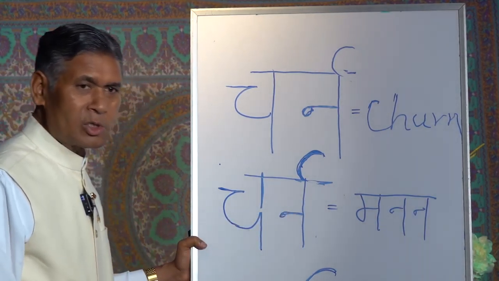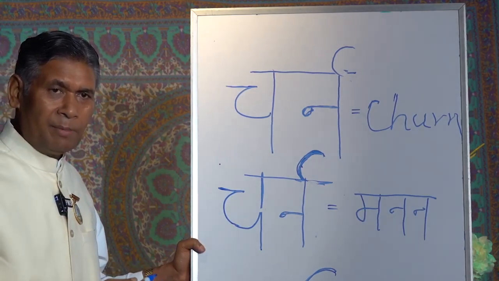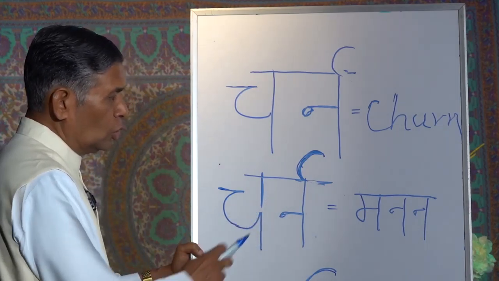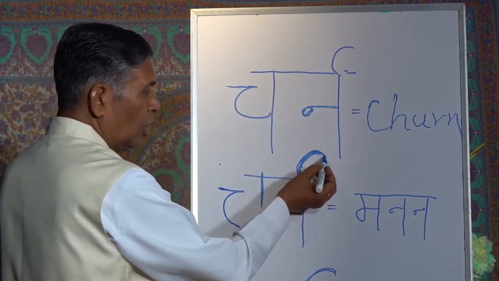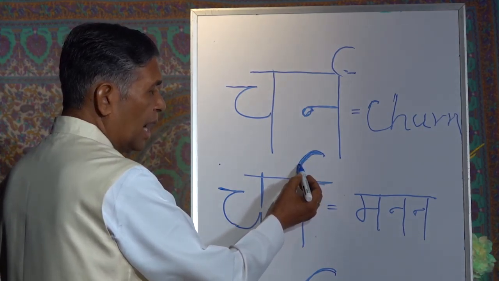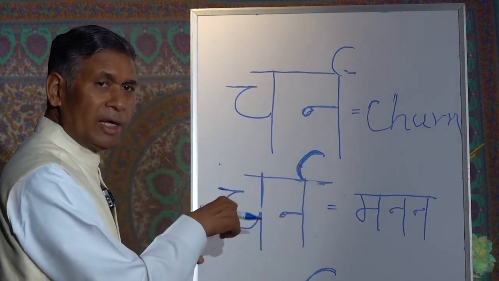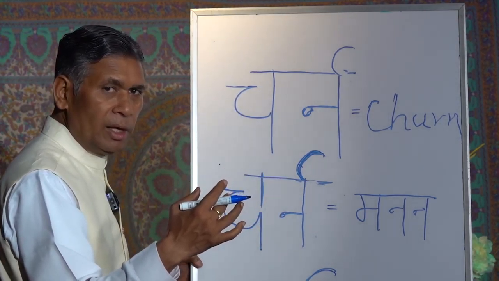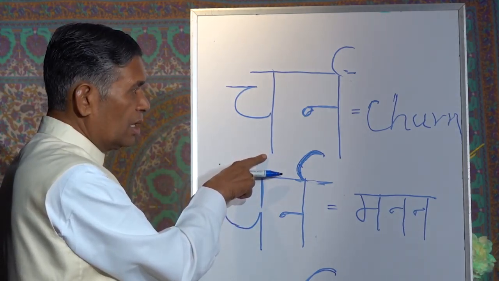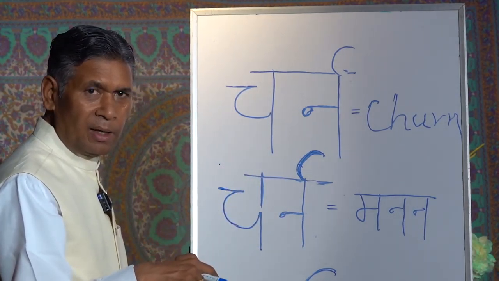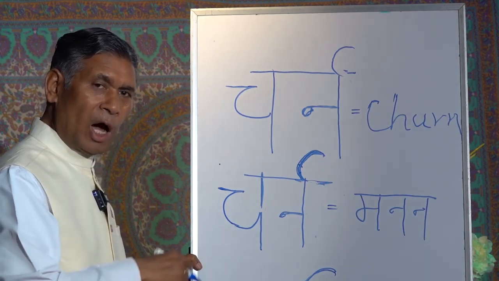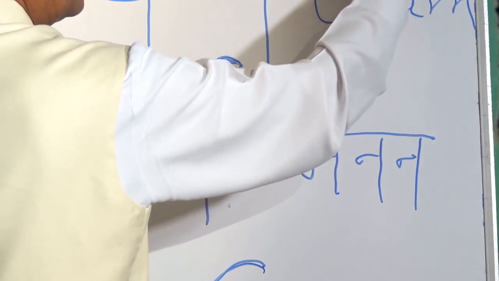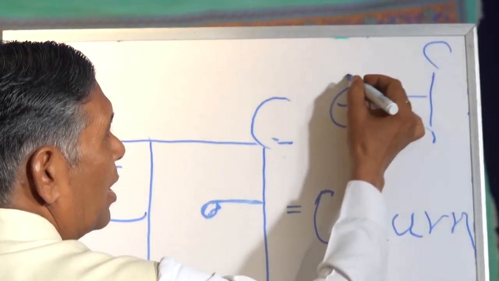This will come mostly in Baba's Murli when you read it. So manan means churn. And how to write churn, I have told you about the half ra. The main thing is, first, if ra is coming just after the letter, I have told you like bra, kra, chra, tra. But if it is coming slowly, shorter, like churn, karn, parn, marn, burn, you will always write like churn, like burn. Burn means, you know, burn.